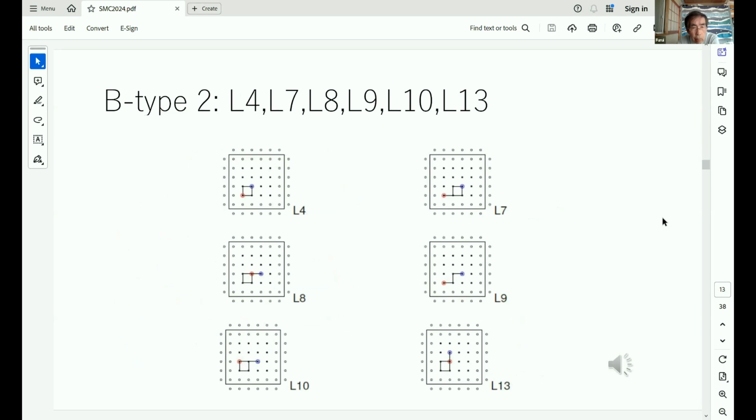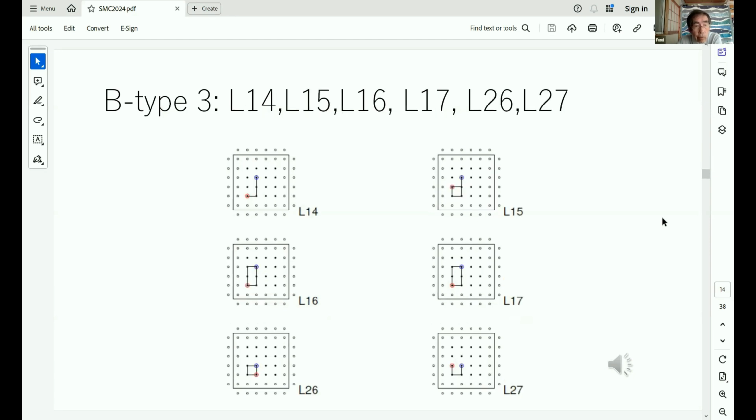And there are more B-type, that is L4 to L13 is given here. And the third one is L14, 15, 16, 17, and 25, 26, and 27. So altogether, there are 13 B-type paths.